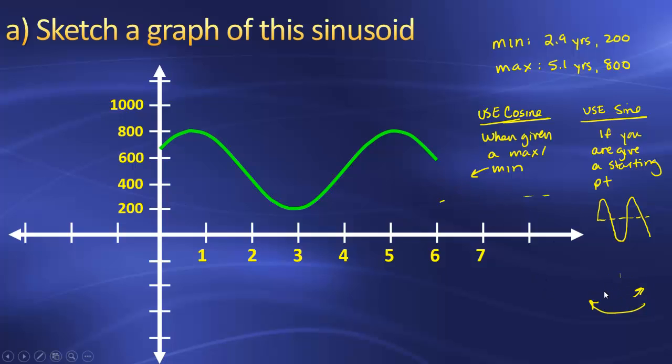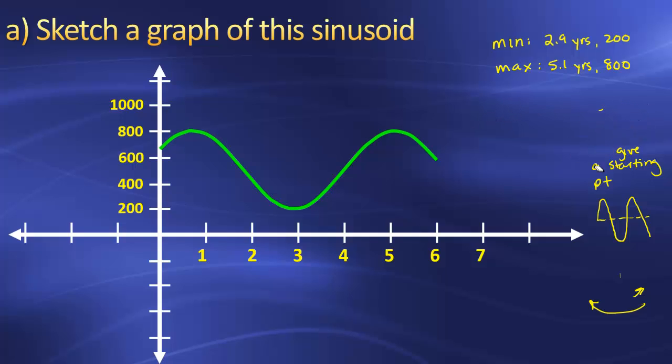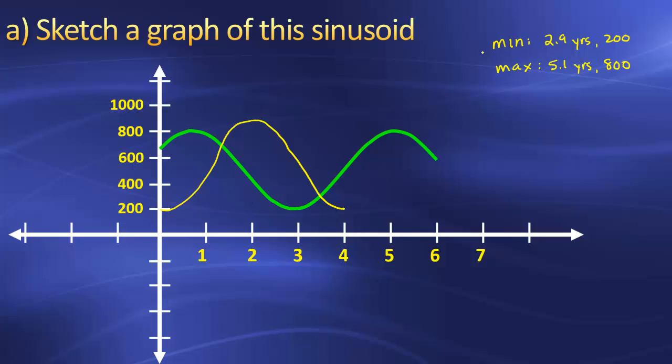If we're given a maximum that occurs first, use positive. In this case, we're given both, and you need to be given both, and our minimum occurs first. Our minimum was 2.9 years, which occurs before 5.1 years. So if we were to draw this from 0, we'd start at 200, which is our minimum population. We'd go up to about 800, and then we'd come back down. Because I have a minimum population that happens first, I'm using the opposite of cosine. And it goes up, and then I know that it has to come back down because they said it was sinusoidal.